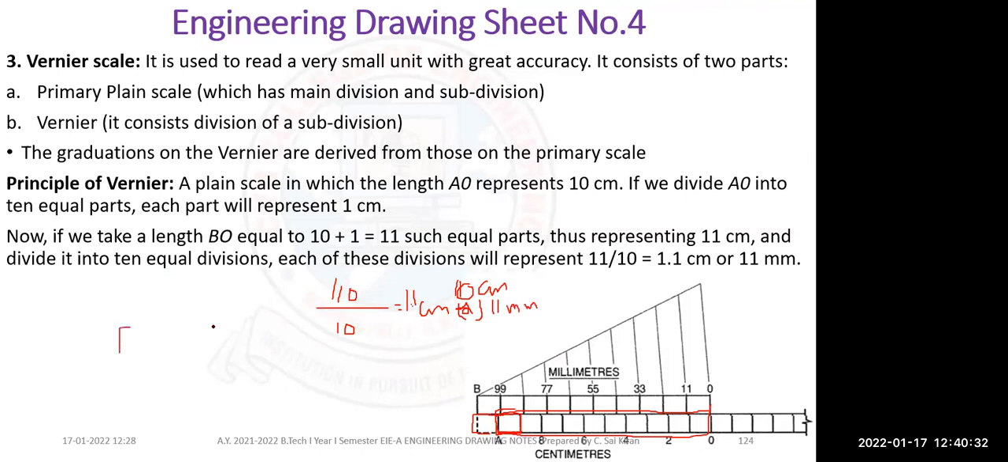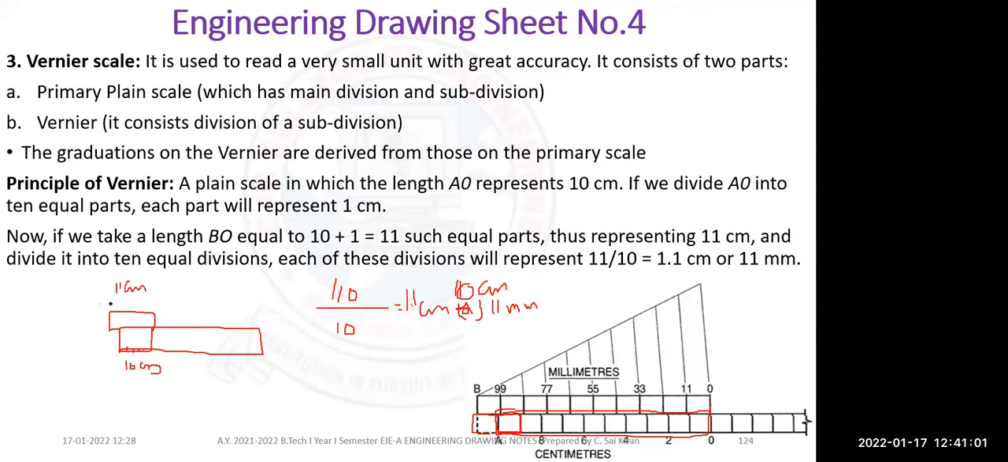So I'm explaining once again. This is your plane scale. On the plane scale, this is my 10 centimeter line, and this 10 centimeter line is divided into 10 equal parts. I will add one more part here. I'll measure this distance and transfer the same distance. So this distance is 10 centimeter, and this distance is 11 centimeter.